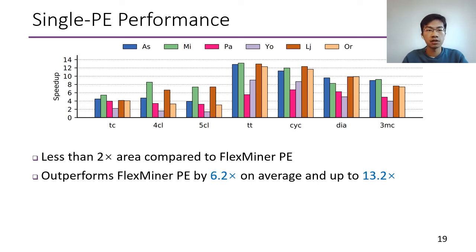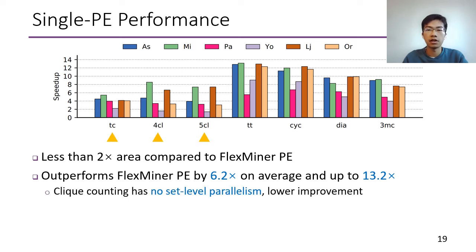We first compared the single PE performance between Fingers and FlexMiner. The Fingers PE outperforms the FlexMiner PE by 6.2 times on average and up to 13.2 times over 7 patterns and 6 graphs, while using only less than 2 times area, which shows that exploiting fine-grained parallelism within each PE can indeed greatly improve the performance.